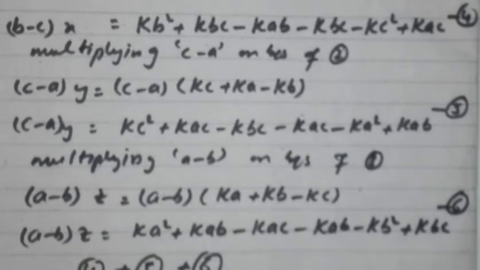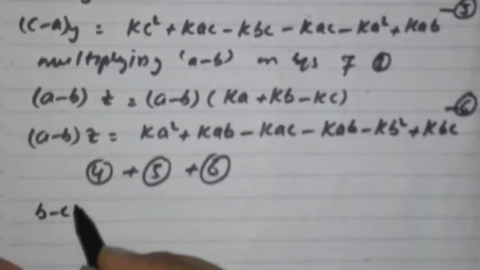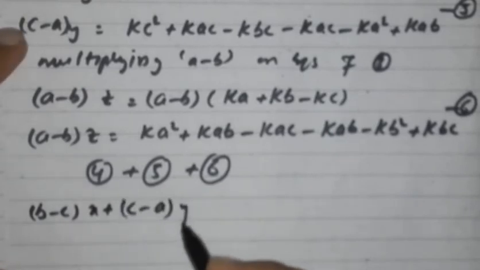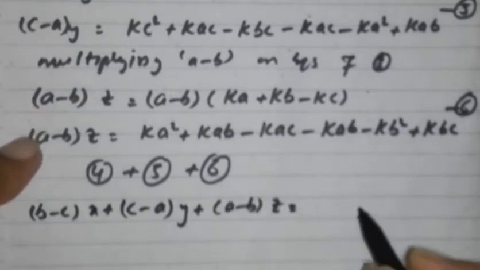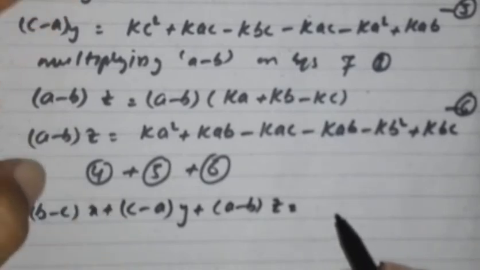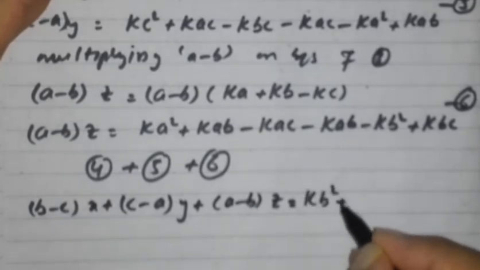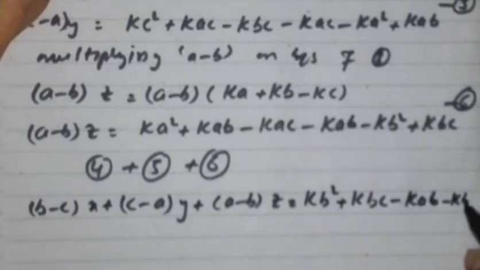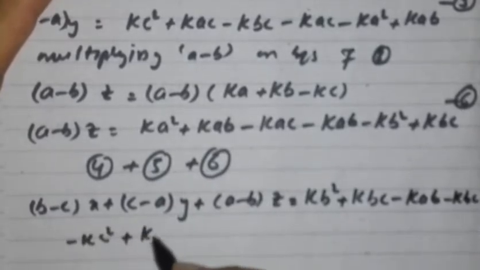Now add equation 4, 5, 6. For this, first add the left side. Left side of 4 is b minus c x, and of 5 is c minus a y, and of 6 is a minus b z, equals to. Now add the right sides, which I am going to write. This is kb square plus kbc minus kab minus kbc minus kc square plus kac.